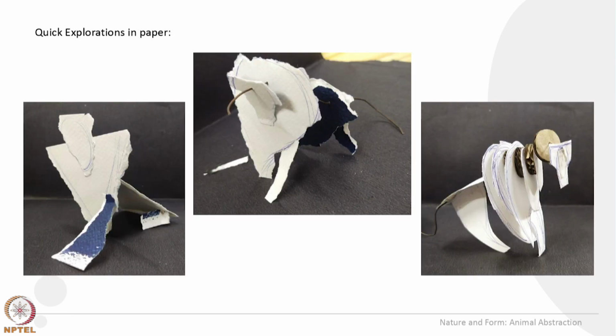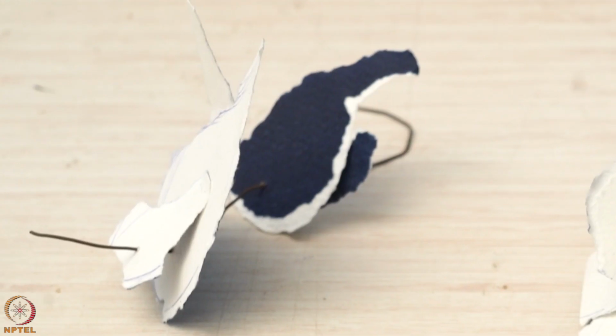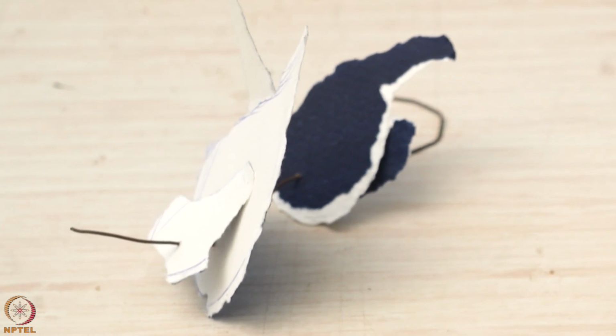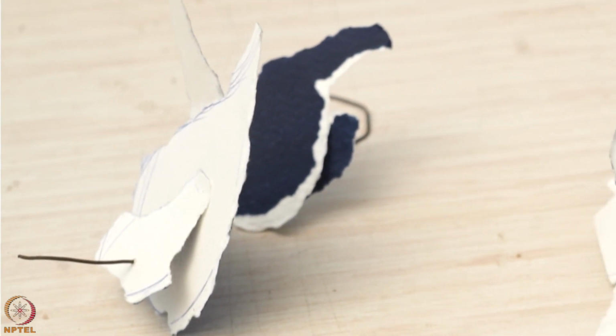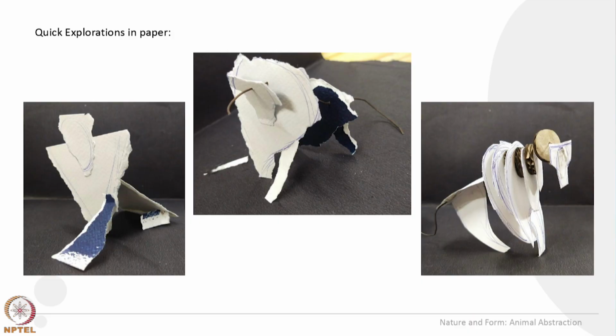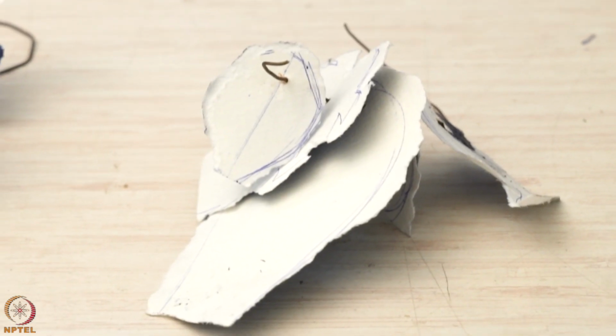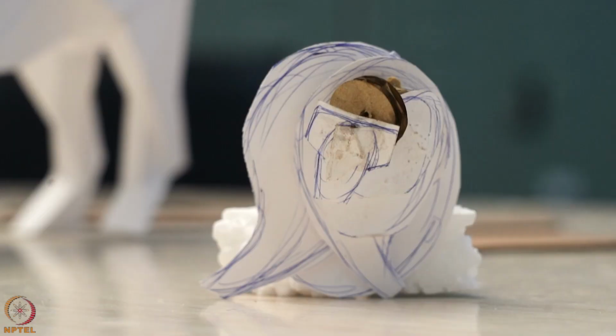These were the first quick explorations in paper. The one on the extreme left was my first exploration. We had to use plates for creating the abstract form, so I tried to arrange them in various interlockings. In the second one, I used a spine, and then I tried to connect them together. And this was the third one.